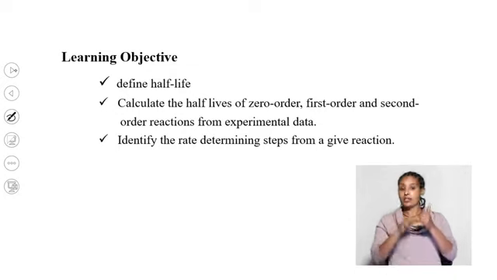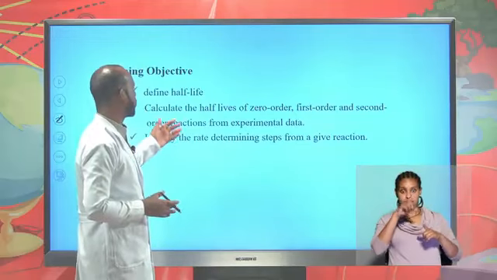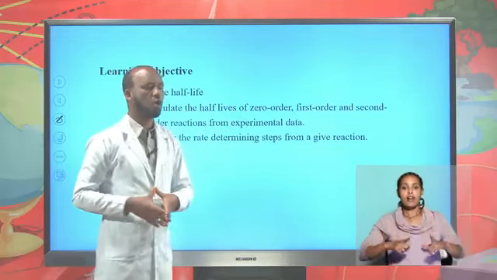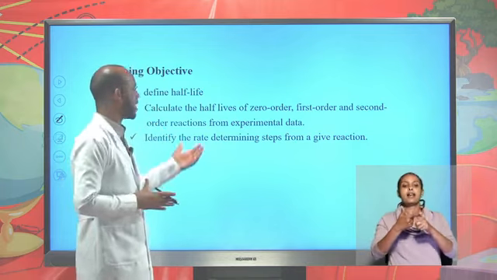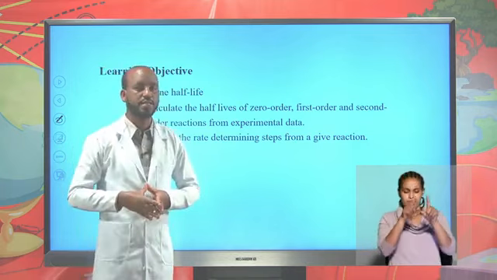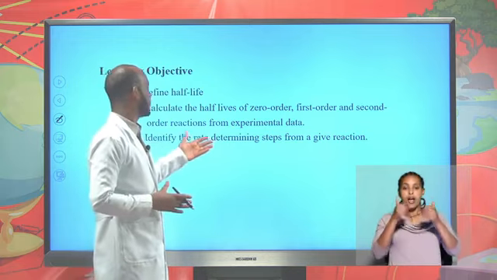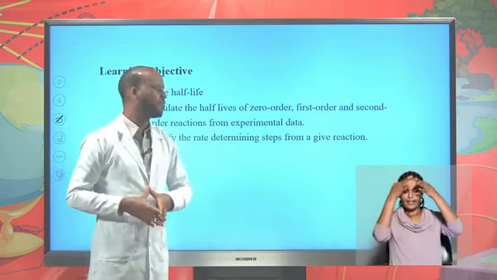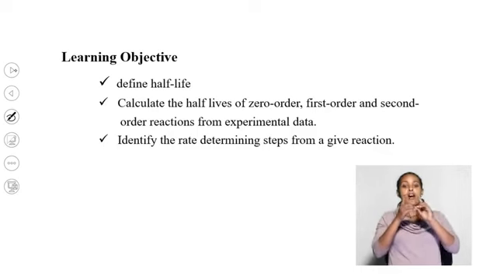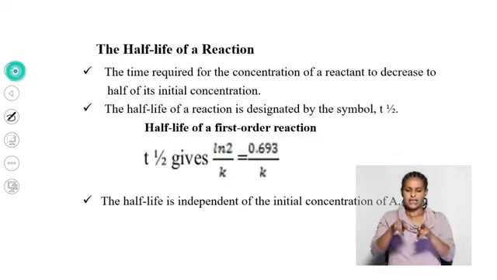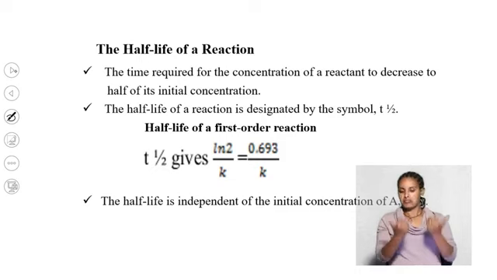At the end of this lesson, you will be able to define half-life, calculate the half-lives of zero order, first order and second order reaction from experimental data, identify the rate determining steps from a given reaction, and define reaction mechanism. Students, if you are ready, then we will get started.